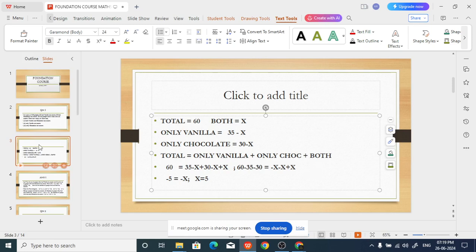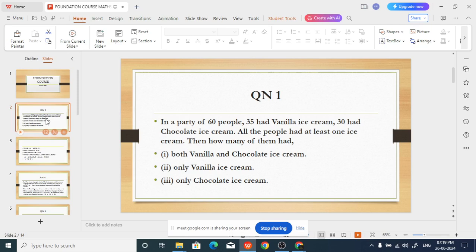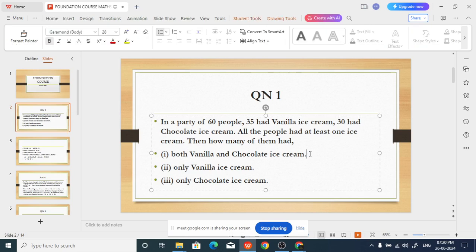That is how you can get it. Now we will go to the question and find the answers. What is the first question? Read out. In question one, there are 3 questions. In the first one, both vanilla and chocolate ice cream, what is the answer for it? Just now you found 5.